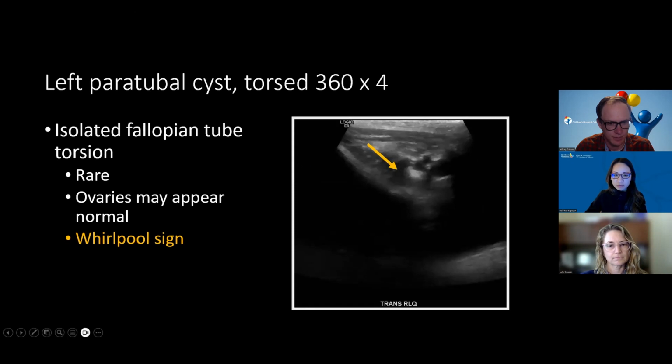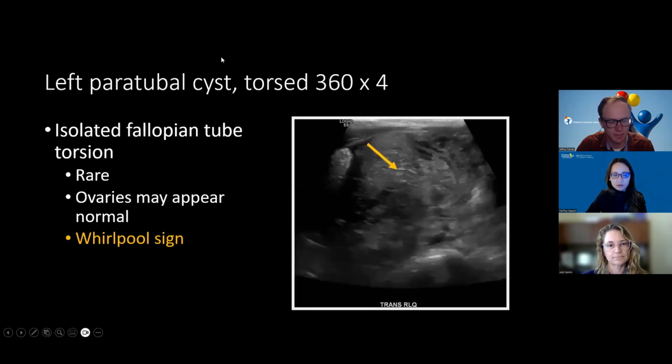The ovaries can be completely normal, which, to me, I feel like ovarian torsion is already difficult to diagnose because of all the confounding clinical presentations. So let alone something where the ovary is completely normal.